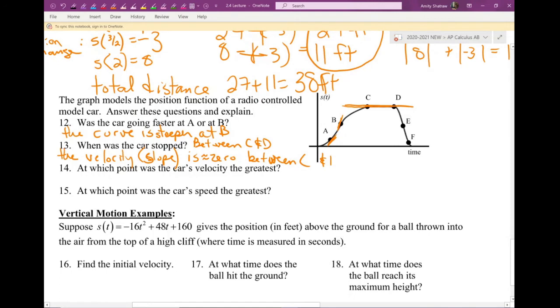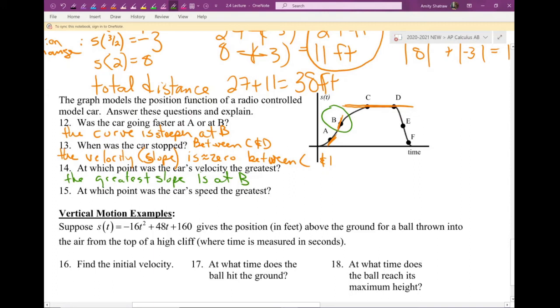So for number 14, we ask ourselves, at which point was the car's velocity the greatest? And by the way, I'm taking a look also at problem number 15, because I've done this before. It says, at which point was the car's speed the greatest? So if I want to talk about the greatest velocity, I'm going to assume that they mean the greatest possible positive number. Okay, and right here at B, that's the biggest positive slope. So I'm going to say the greatest slope is at B, meaning the highest possible positive number.